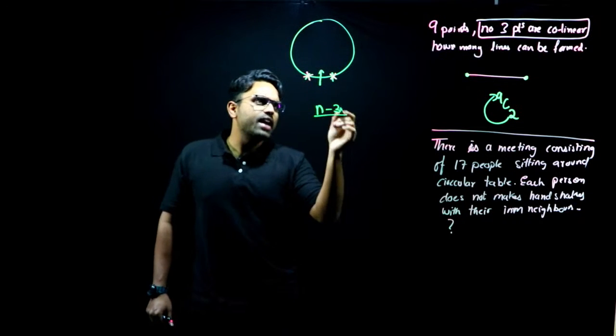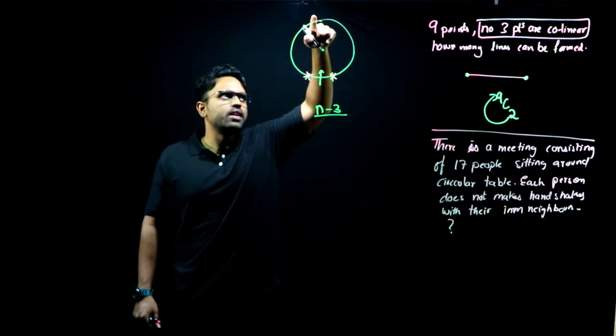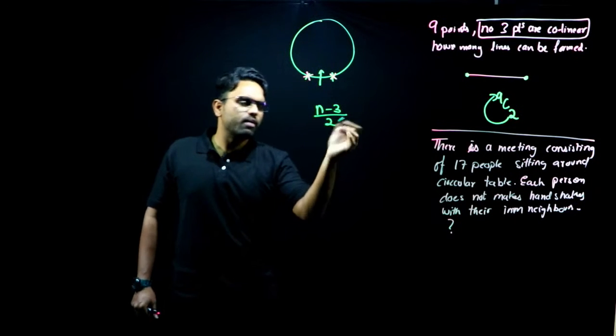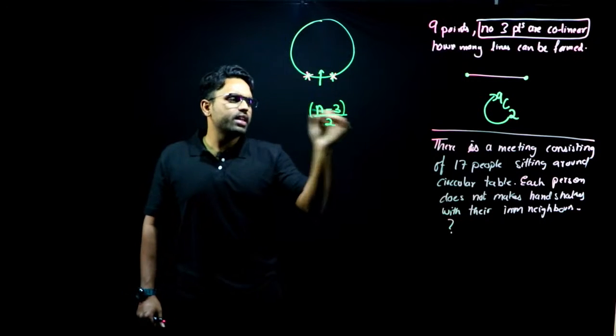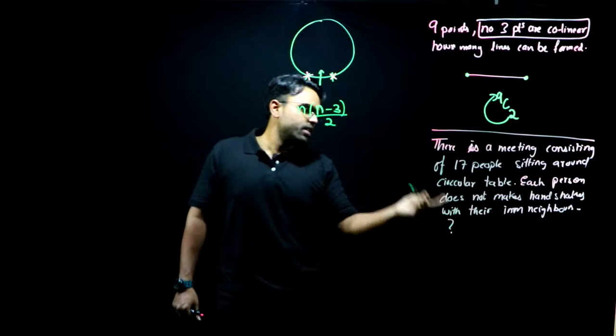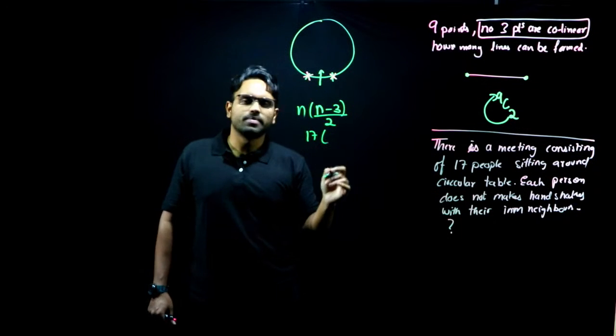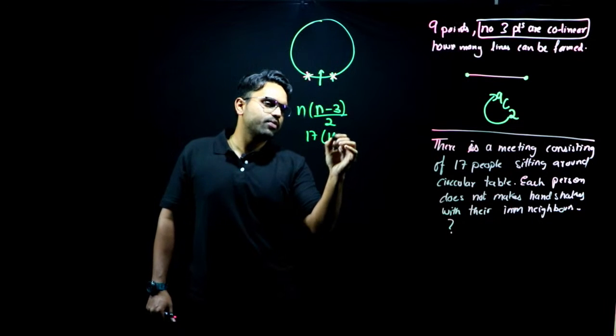Now, the handshake between the first person and the second person, that is the first person and some other person, will be repeated twice. So I have to divide by 2. Now, one thing that I have to multiply here is what? The number of people, n. So that will give me the answer. The number of people is how much? 17. 17 minus 3 is how much? 17 minus 3 is 14.